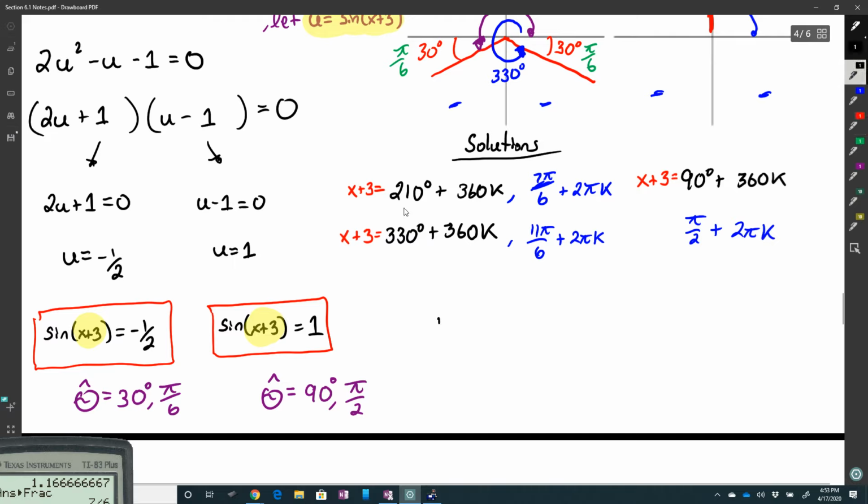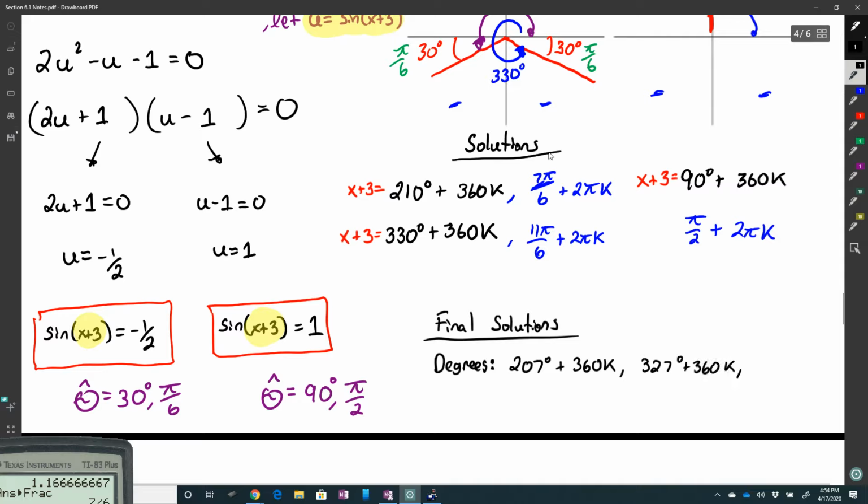So my final solutions, I'll put the degrees first and the radians underneath, if I subtract 3 from all of them. So 210 minus 3, so I can solve for x. Okay, so 210 minus 3 is 207 plus 360k. Then there's the other answer, 330 minus 3. This is 327 plus 360k. And then the answer over here, 90 minus 3 is 87 plus 360k.